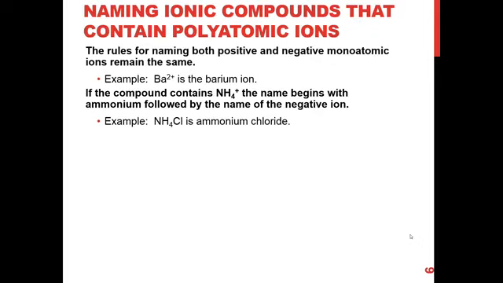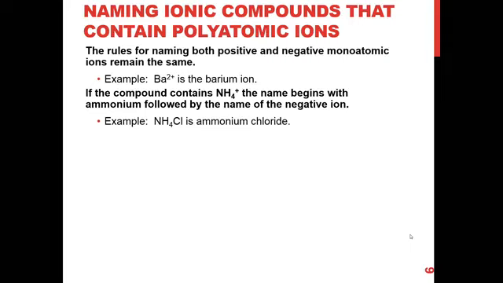Second, if the compound contains NH4+, the only positive polyatomic ion, then the name begins with ammonium, which is the name for NH4+, followed by the name of the negative ion. NH4Cl is ammonium chloride.